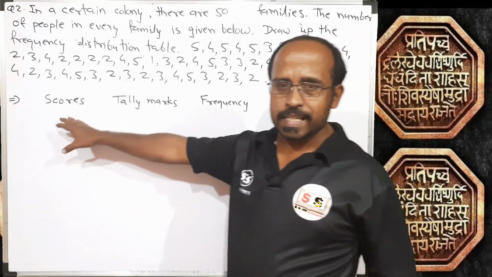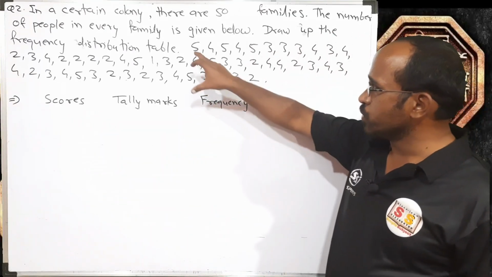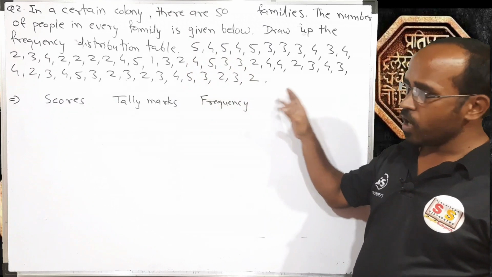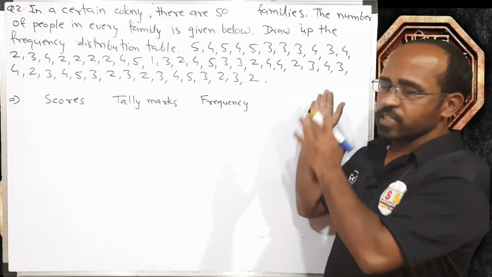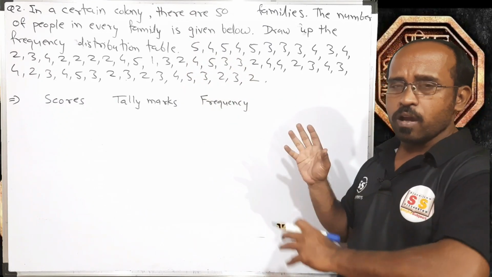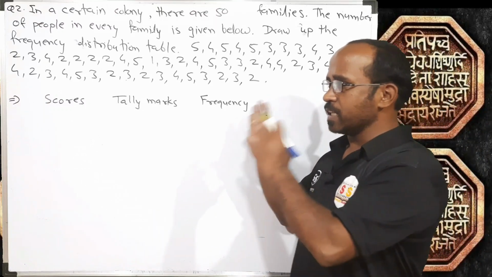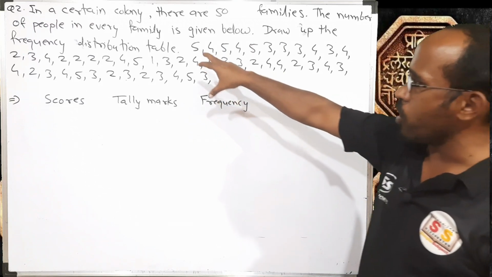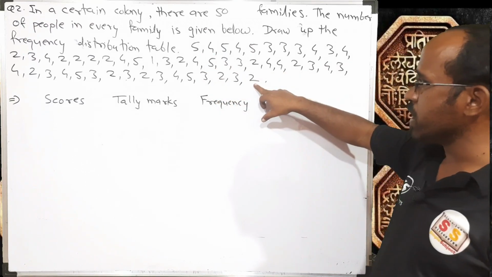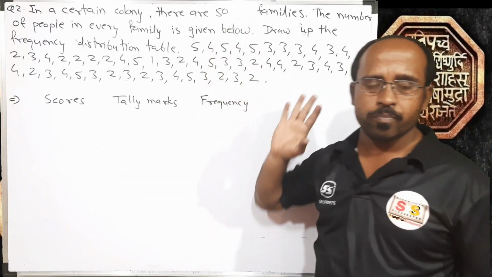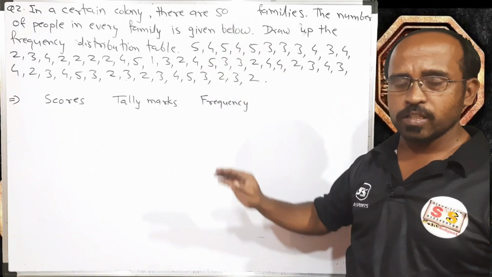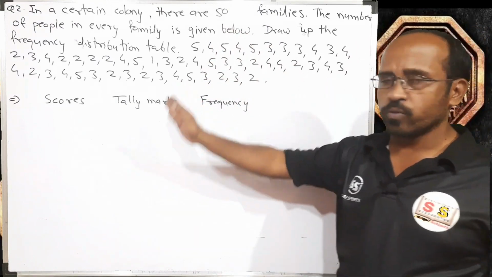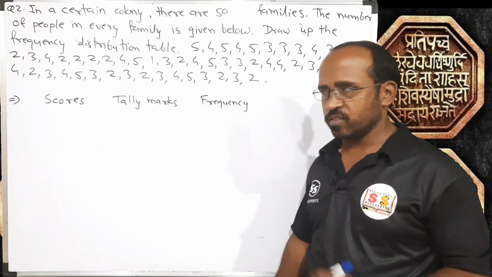So what will be there in the score? In the score you have to decide the range: how many minimum persons are there in each family and how many maximum persons are there in a family. That range you have to decide based on the observation. If you observe it carefully, you will come to know that minimum 2 people and maximum 5 people are there in the family.